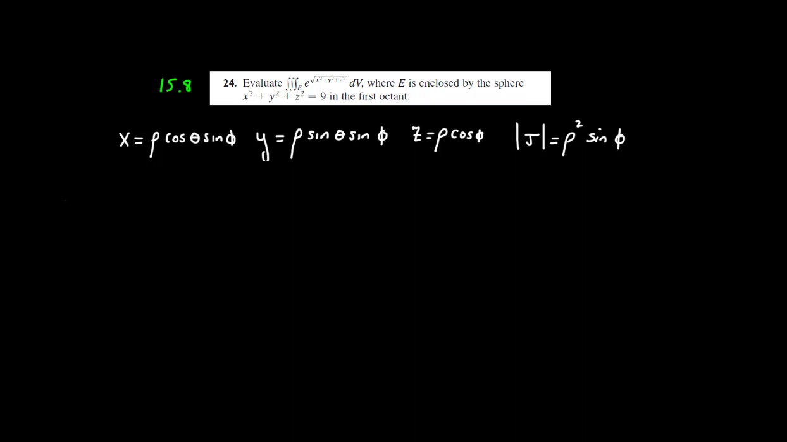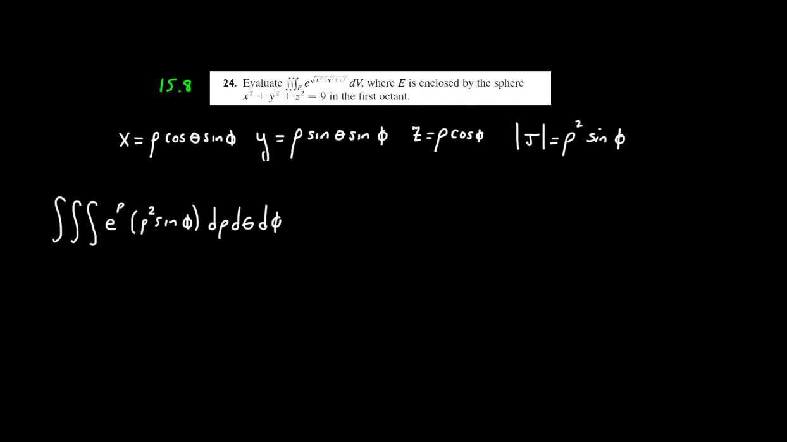Okay, so now for number 24. I have my transformation written. I have my 3 integrals written. I'm ready to go. So the integrand is going to be e to the square root of x squared plus y squared plus z squared. And that's going to be the square root of rho squared, so that ends up just being a rho, so e to the rho. Then I have my Jacobian, which is rho squared sine phi. That'll go d rho d theta d phi.